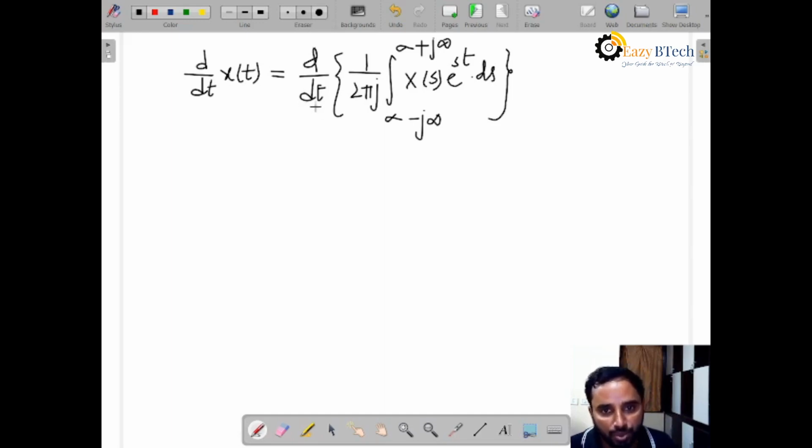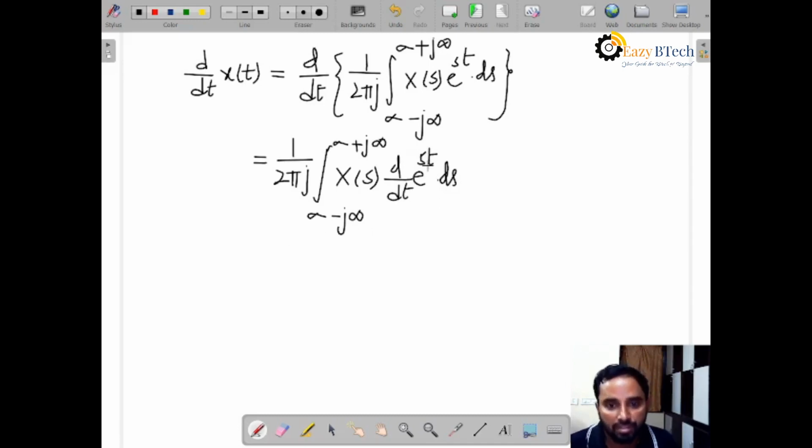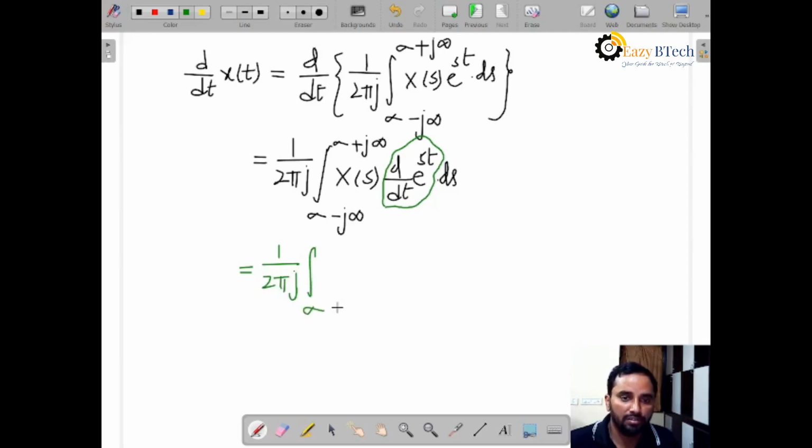Here differentiation is with respect to t and integration is with respect to s. They are different, not the same, so don't think that they cancel. So 1 by 2 pi j integral sigma minus j infinity to sigma plus j infinity X of s, same, d by dt of e power st ds. Right or not? Because the t term is available only in e power st, differentiation is only for that. So it is equal to 1 by 2 pi j integral sigma minus j infinity to sigma plus j infinity X of s, and the differentiation of e power st is s into e power st ds.